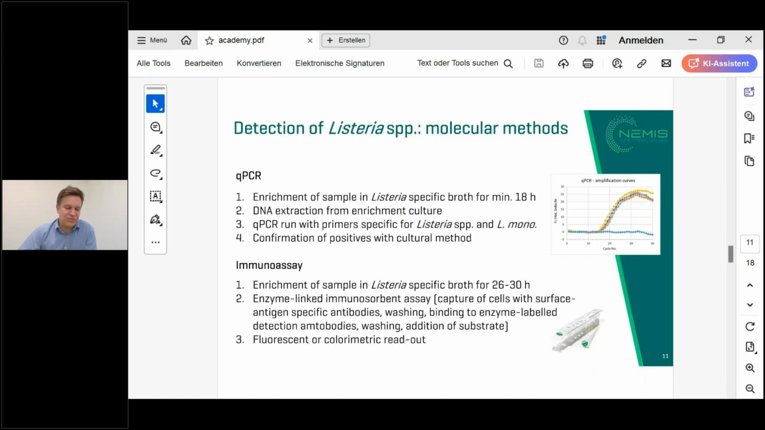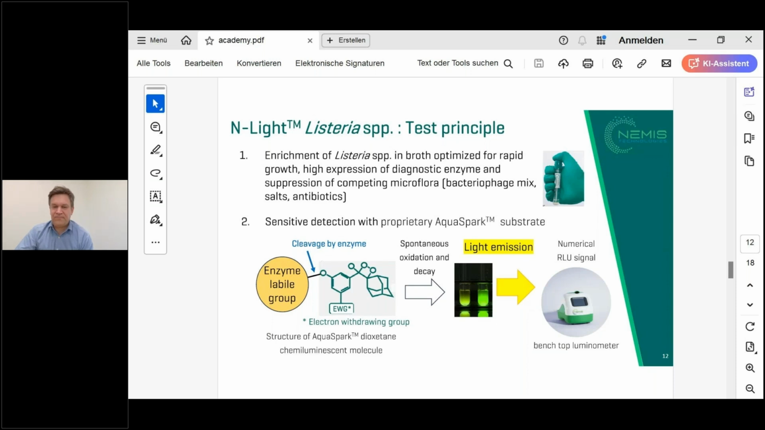So now let's come to our new test. We have a specific proprietary technology which is called AquaSpark. These are luminogenic substrates, meaning that these are molecules which will emit light once an enzyme cleaves off an enzyme-labile group.